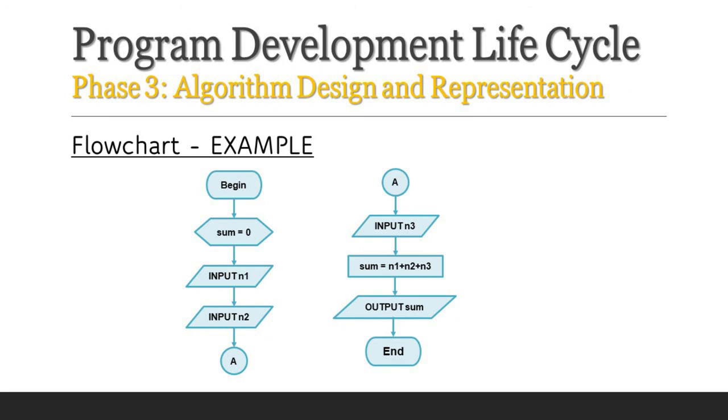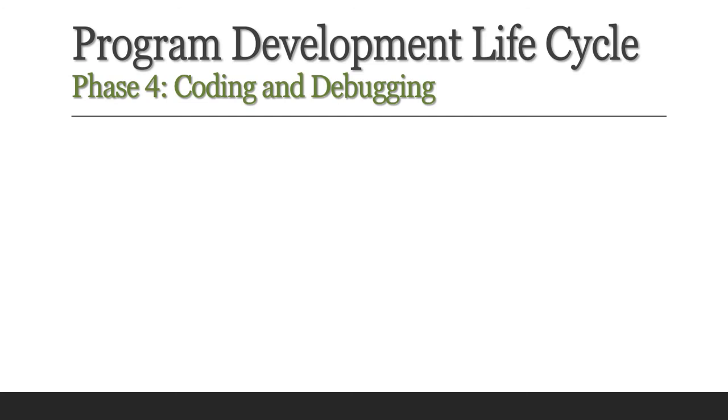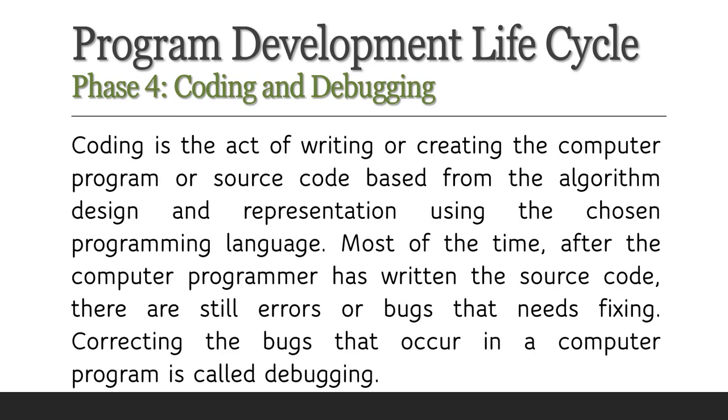Then once the input data are already given, we can now do the process of adding these three data inputs and assign it to the variable sum. And then finally, output the value of sum. And that ends the flowchart for the problem defined earlier. Next is the last phase, which is coding and debugging. Coding is the writing of your computer program based on the algorithm design and representation using the chosen programming language. Most of the time, after the program is created, there will still be errors or bugs that need fixing. This is the process of debugging the program.